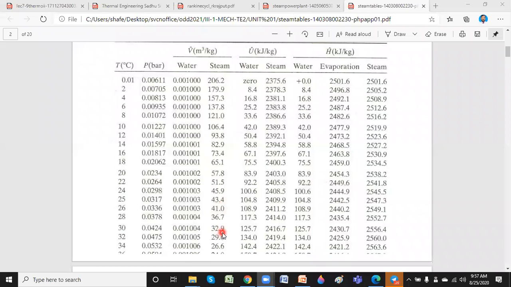Then what is the thing? Don't worry about the thing here. That is enthalpy and entropy. So for the other column here, you see the last one, at 30 degrees, maybe it is internal energy. Now here you see the last one.